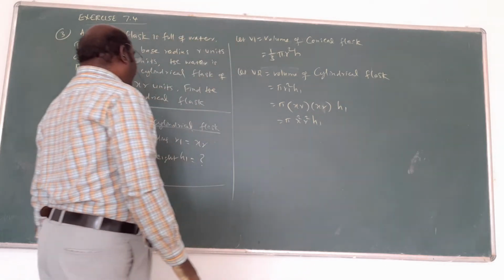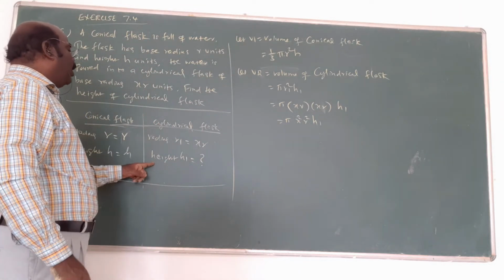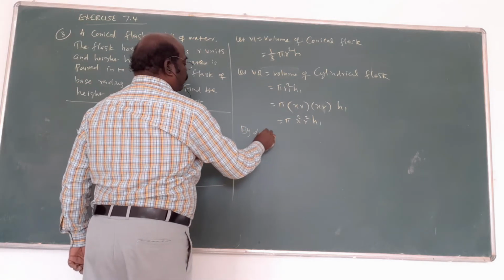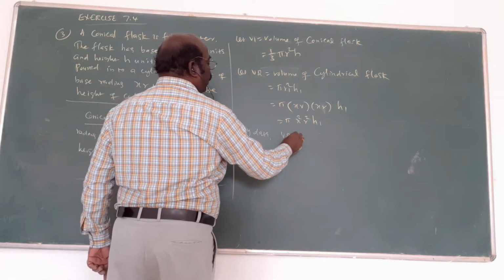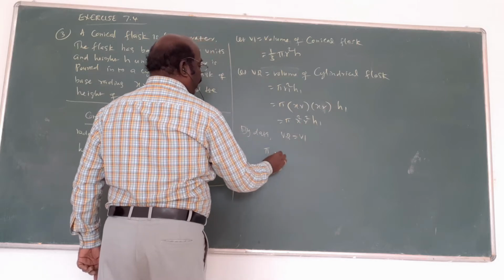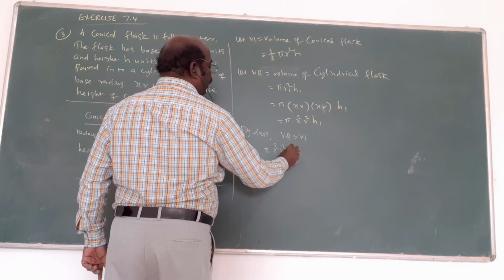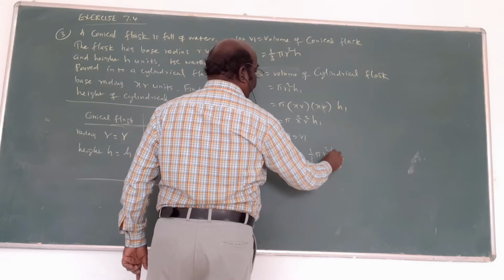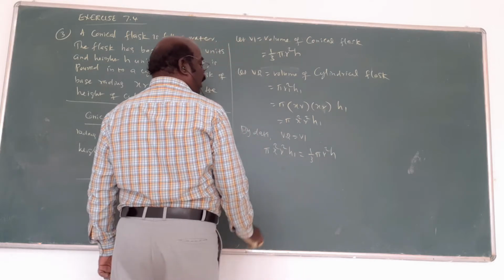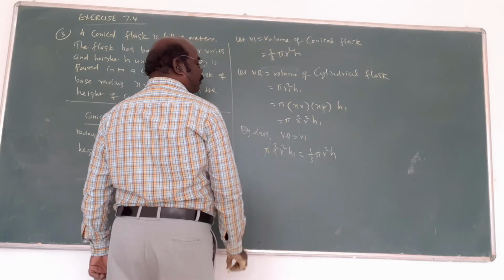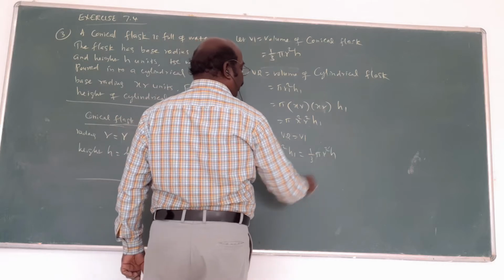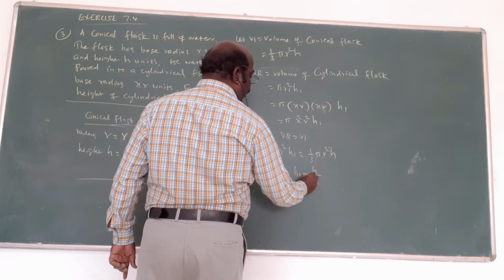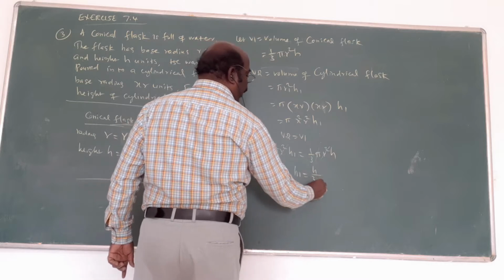Now what is being asked? Height of the cylindrical flask is asked. That's why we take V2 equal to V1. What is V2? Pi into x square into R square into H1 equal to 1 by 3 pi R square H. Am I right? Now the pi cancels, R square cancels. H1 is equal to h by 3 x square.